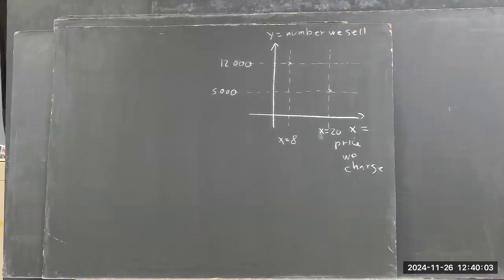Now, can you tell me quickly how much money we're going to take in? If we put the price at $8, how much money are we going to take in? If we put the price at $20, how much money are we going to take in? In other words, what's our revenue? That's how much money we get when we sell these things.